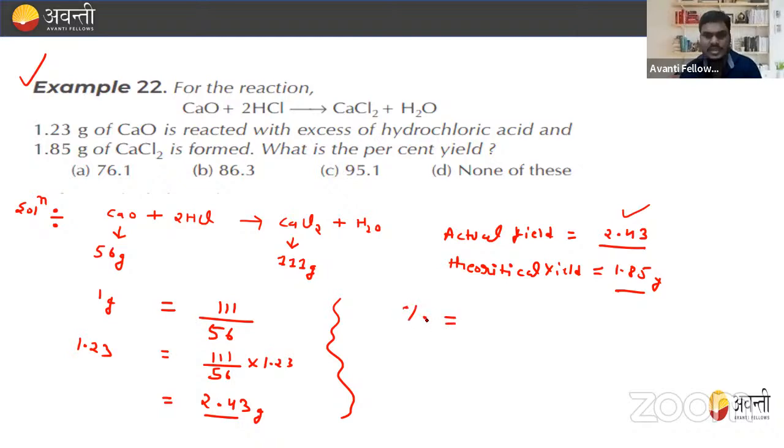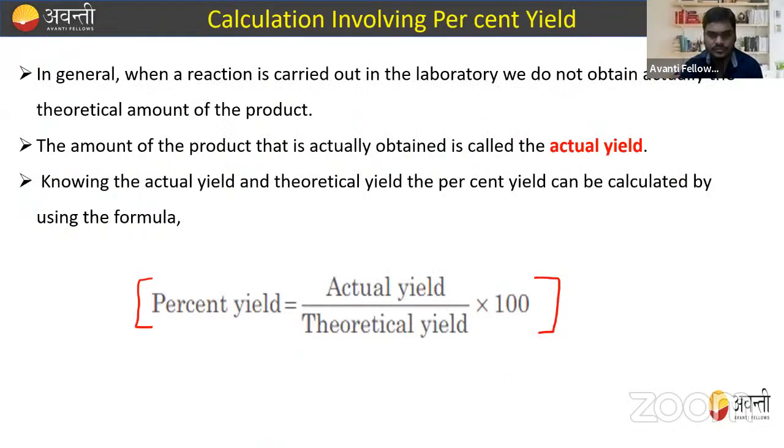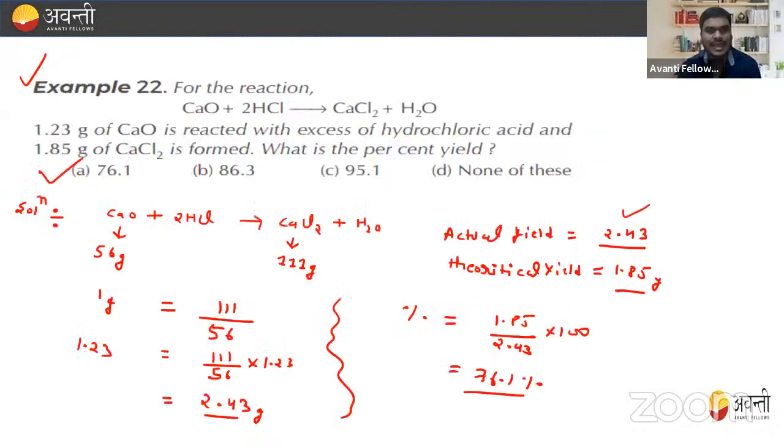How will we calculate percentage yield? We know the formula: percentage yield is actual yield upon theoretical yield. So we can calculate the percentage like 1.85 divided by 2.43 into 100. So we get 76.1%. So this is the correct answer. So option A is absolutely correct, right? So this is how we'll calculate. This is the formula for calculating the percentage. I hope this is clear to you.